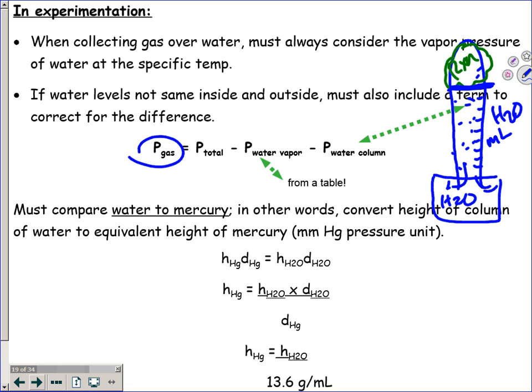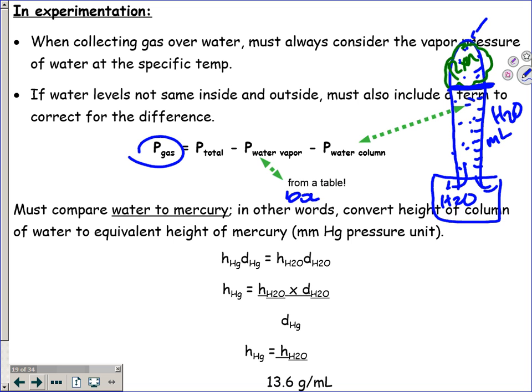So the vapors of water will be up here in the gas. So if I just isolate the stuff on the top, I am going to have gas that I care about and then the water vapor as well, and I can't have both because I don't care about the water vapor at all. I care about just the pressure of the gas. So I must subtract the water vapor pressure from the total pressure overall.